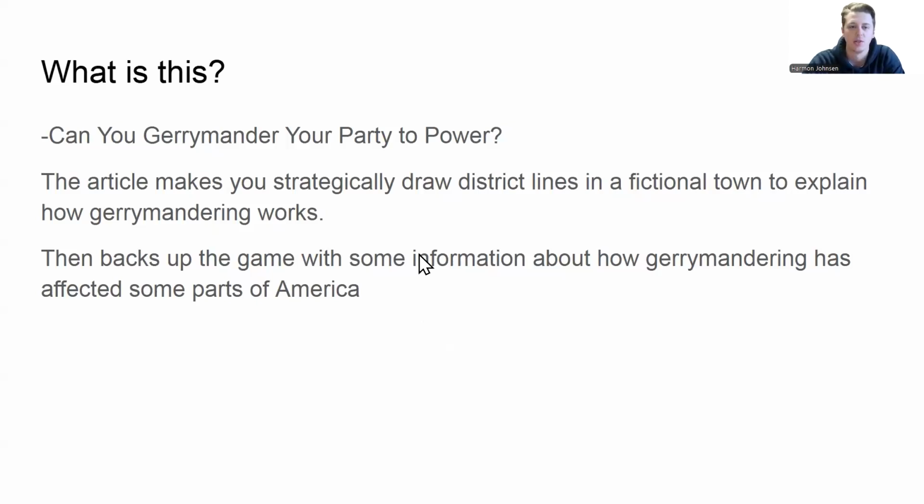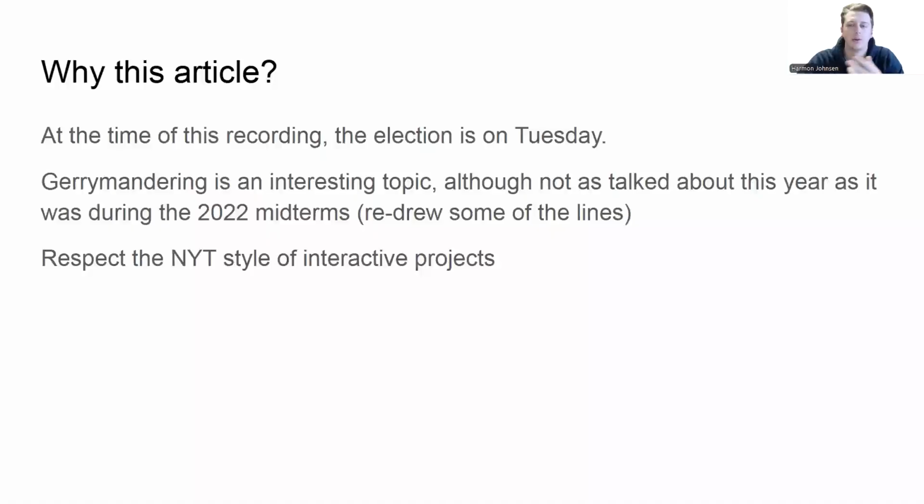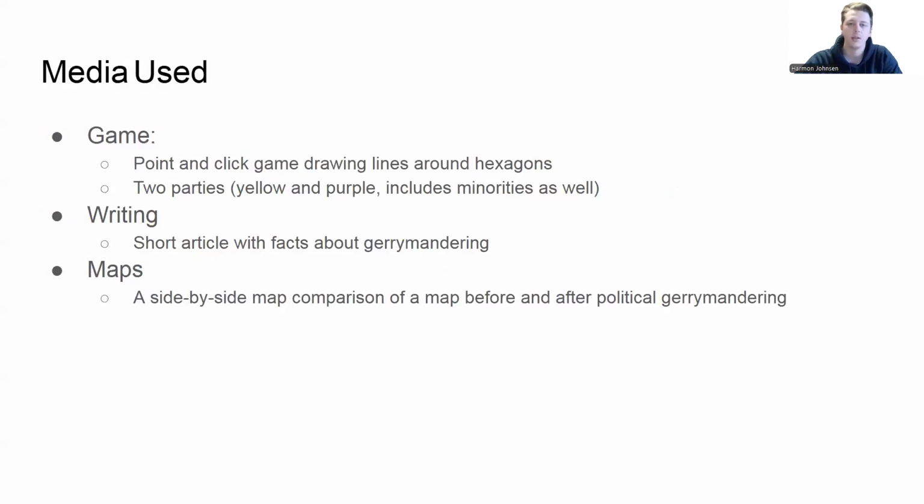It was released in 2022, so it was released around the time of some of the discrepancies during the midterms. That's part of the reason why I chose the article. Some other reasons, as I'm recording this: the election is on Tuesday, which is in 2 days because this is Sunday. And I also respect the New York Times's interactive pieces. They're typically pretty good. So I decided to do something kind of political, but not too much, because it hasn't been talked about as much this year.